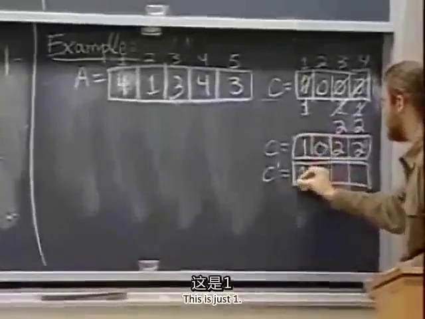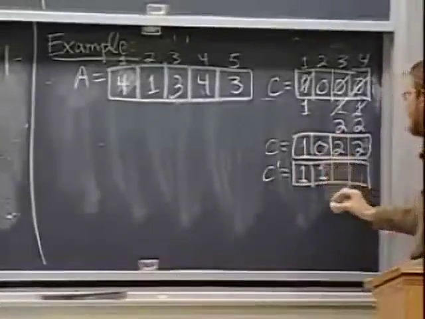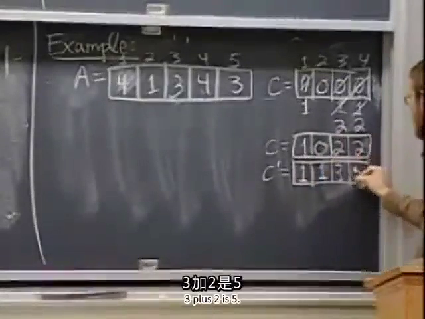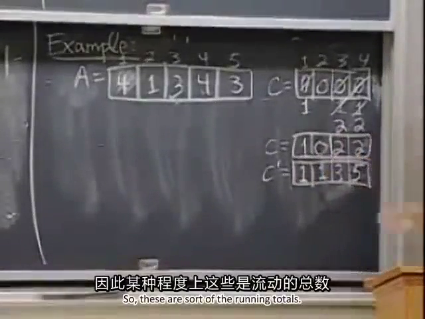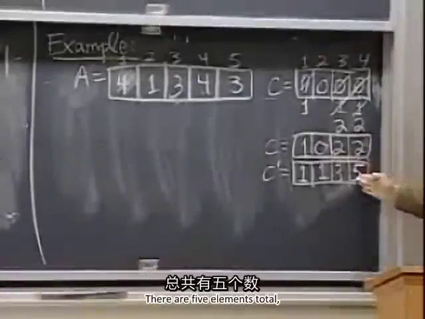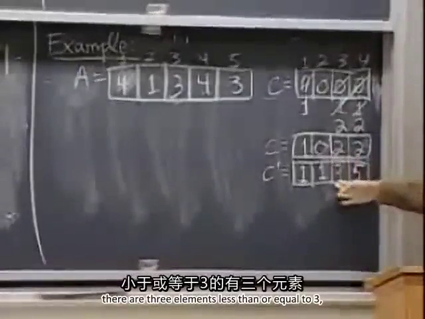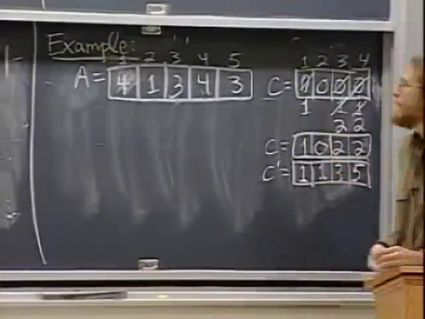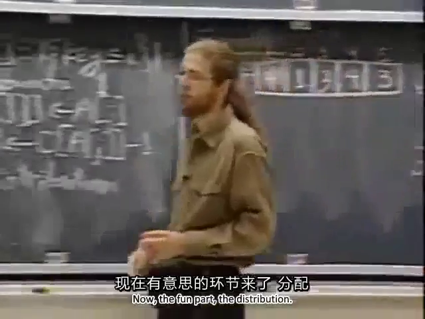So this is just 1. 1 plus 0 is 1. 1 plus 2 is 3. 3 plus 2 is 5. Okay, so these are sort of the running totals. There's 5 elements total. There's 3 elements less than or equal to 3. There's 1 element less than or equal to 2, and so on. Okay? Now, the fun part, the distribution.